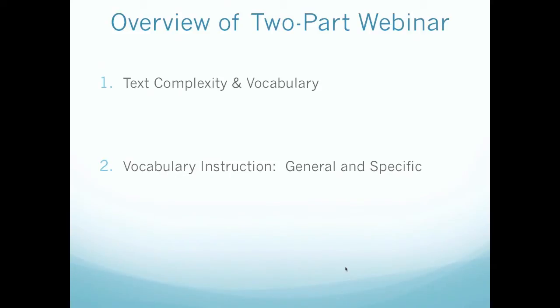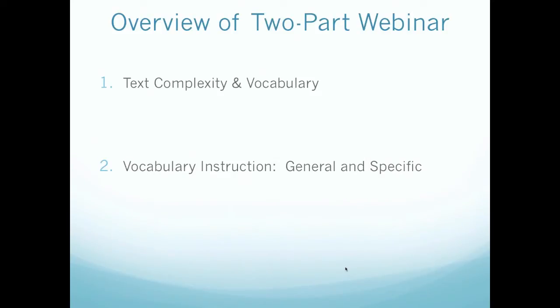In the first part, which is available on YouTube for those of you who weren't able to view it with us the last time, I described vocabulary as the critical component in making a text complex. Yes, there are other features of text which contribute to complexity, but without knowing the vast majority of the words in a text, your comprehension is going to be compromised.